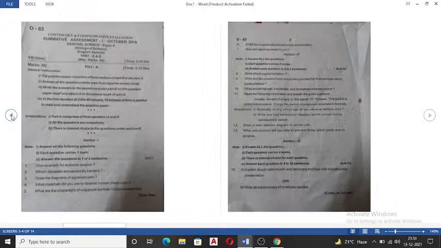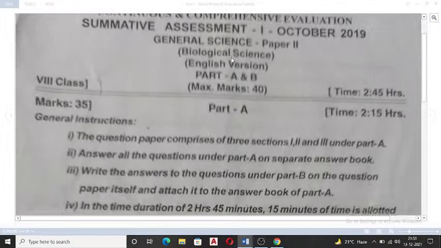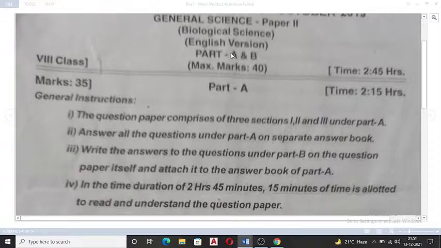So here I am to show the paper pattern for your upcoming SA-1 examination. Here you can see summative assessment 1, the October 2019 paper. As for the other two years, we haven't written any summative assessment. We didn't get any from the government because of this pandemic. So even this year, the pattern has changed.